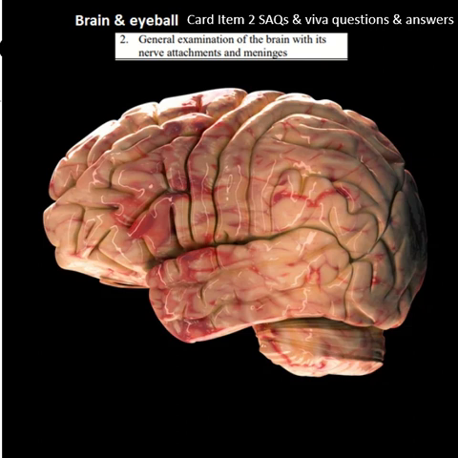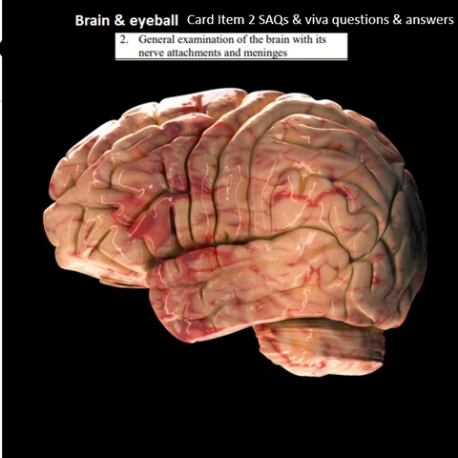Tell the function of tentorium cerebelli, falx cerebelli and falx cerebri. They prevent acceleration of the brain in the cranial cavity during sudden movement of the head and thus help in stabilizing the brain in the cranial cavity.